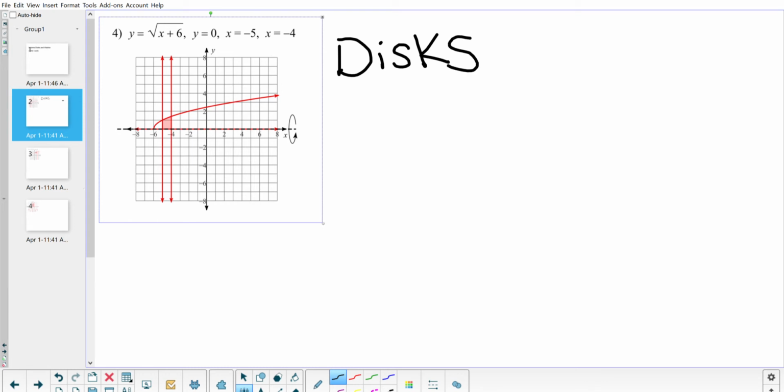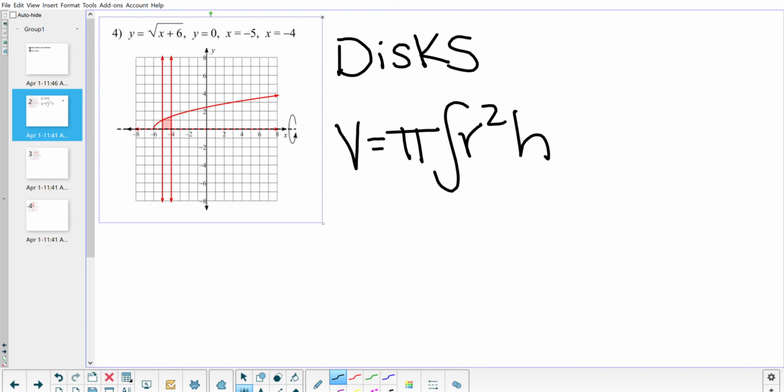Technically, it's disks that we're adding up. The volume for these disks is pi r squared times h. But since we're doing, again, multiple disks, it's pi with an integral r squared h. And the integral is what makes me add up all these different disks. Okay, well, then specific to this problem, that would be volume equals pi. And I'm going to do this around the x-axis, so it's -5 to -4 is what it looks like.